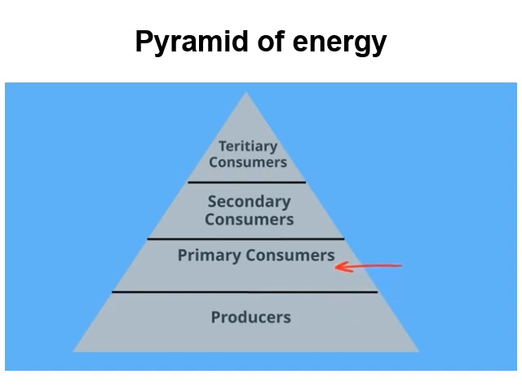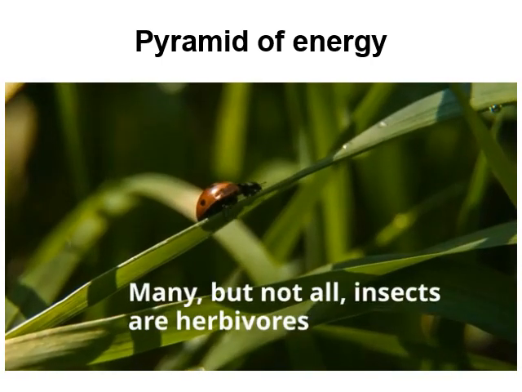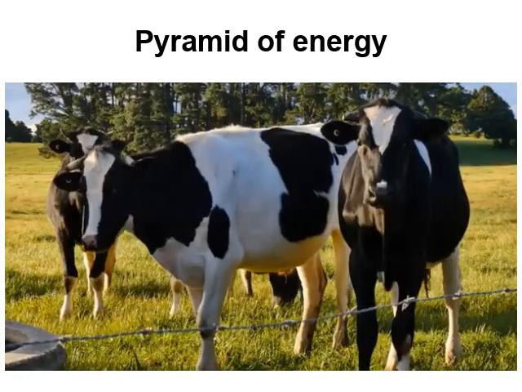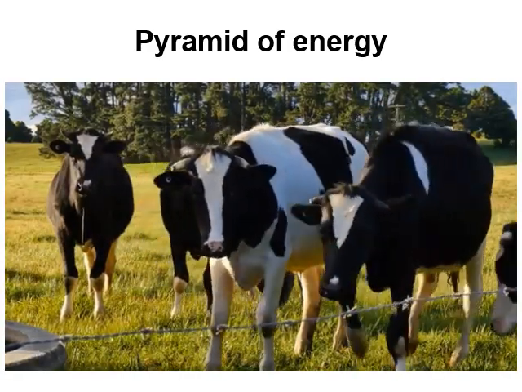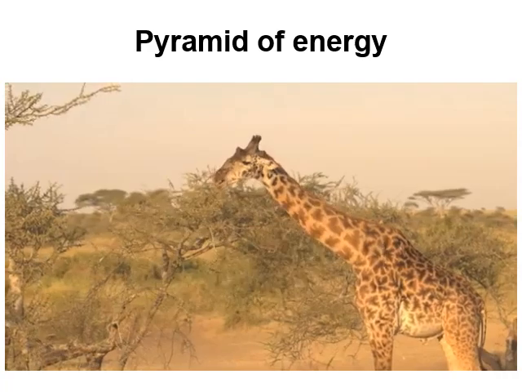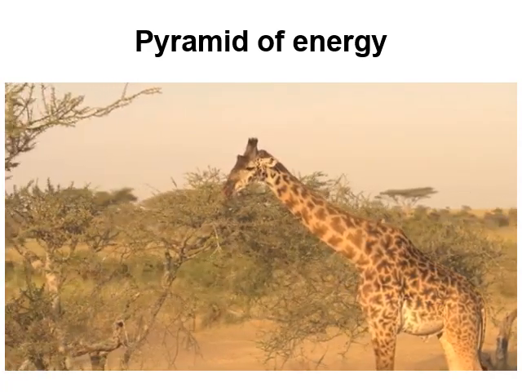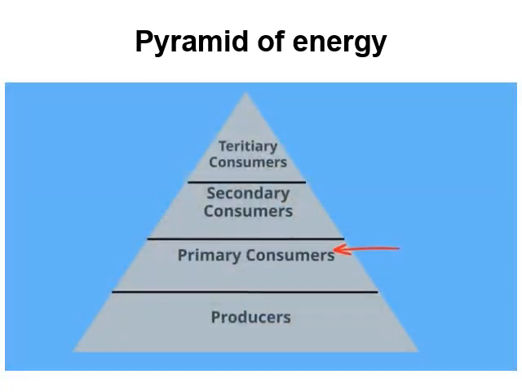These organisms are herbivores because they eat producers or plants. Examples are insects, cows, horses, and any other organisms that live exclusively on plants. The next level includes your secondary consumers, which include carnivores or omnivores. Carnivores consume primary consumers, and omnivores eat producers and primary consumers.